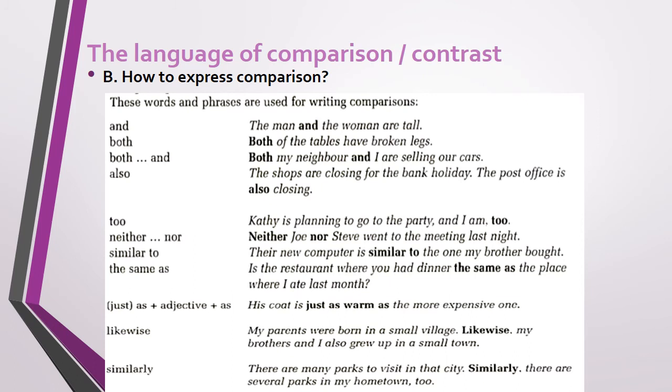My parents were born in a small village. Likewise, my brothers and I also grew up in a small town. There are many parks to visit in that city. Similarly, there are several parks in my hometown too. The writer should be careful because these words and expressions do not behave grammatically in the same way. Also, their position is not the same in the sentence. Some are used at the beginning, others at the end. The punctuation also is not the same, so each one has a unique way of being used.